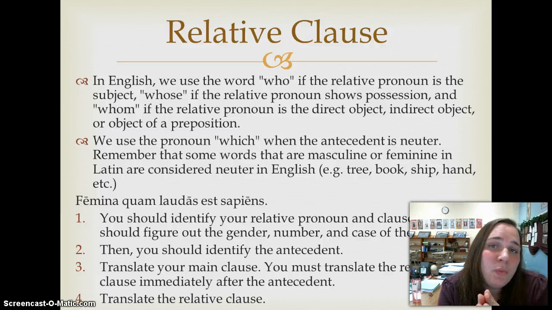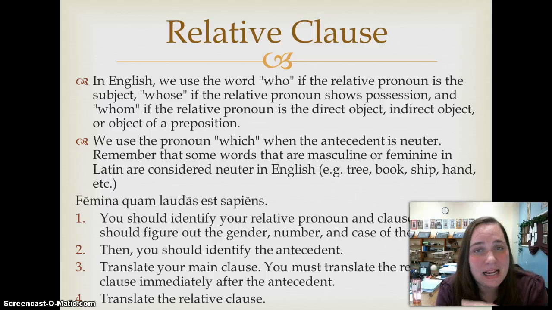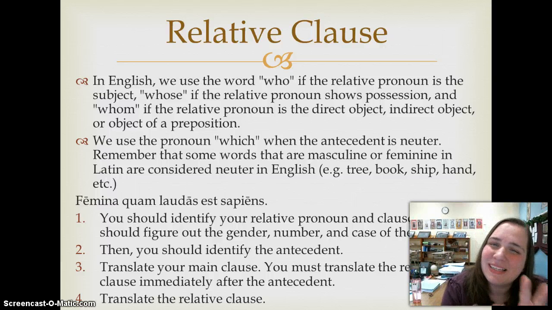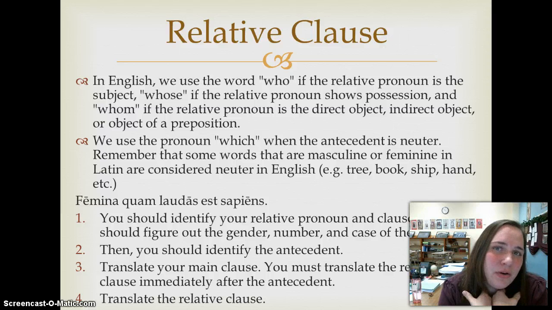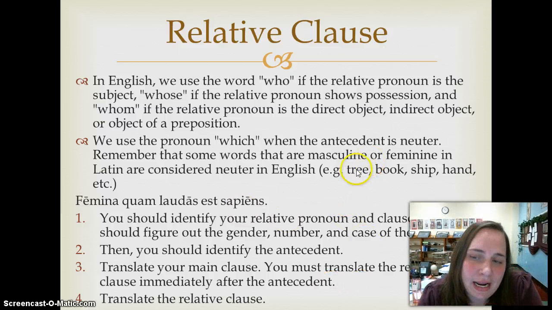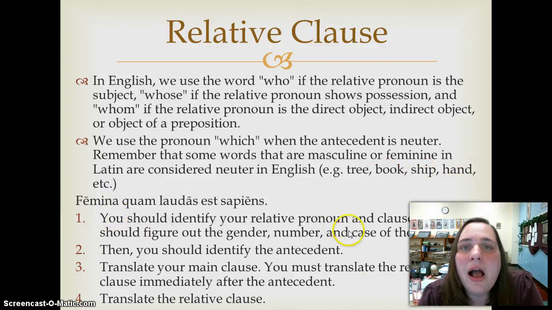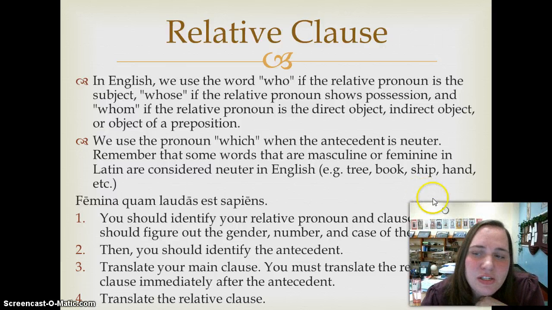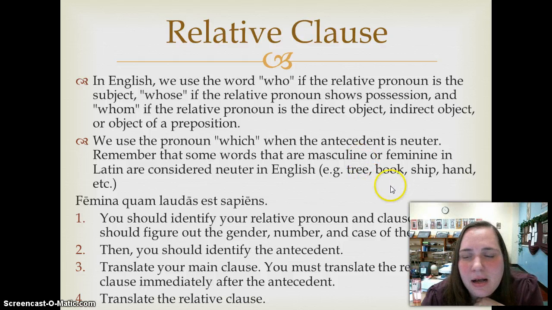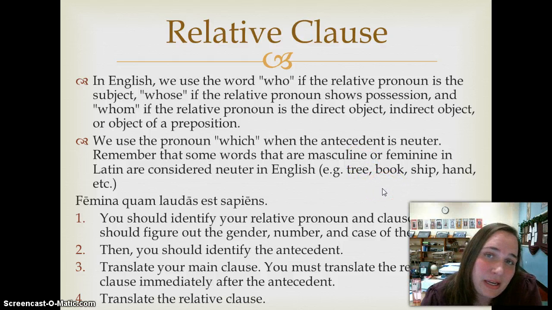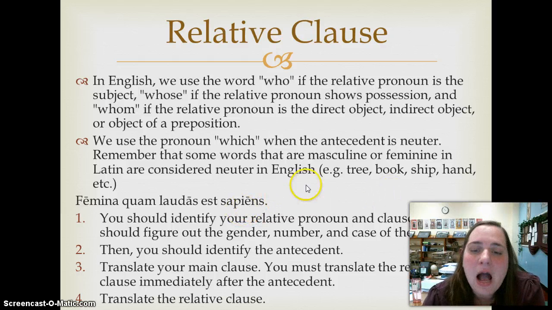We use which when the antecedent is neuter. Again, remember that Latin sometimes assigns a gender, masculine or feminine, to something that in English we would consider neuter. So for example, a tree is feminine, a book is masculine, a ship, hand, etc. all have genders, though we would consider them neuter. So you might say the tree which, not the tree who, right? Even though it's going to have the feminine gender in Latin.